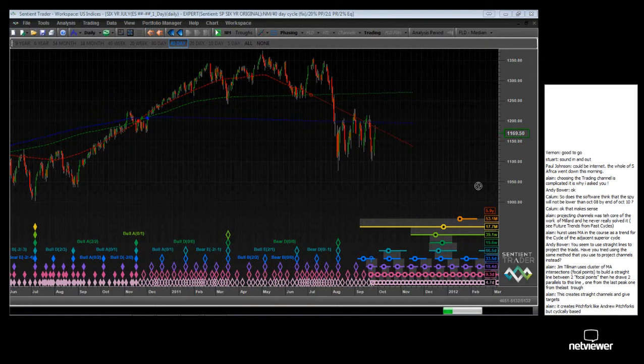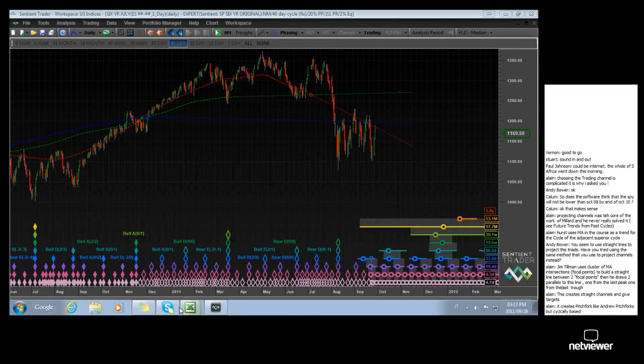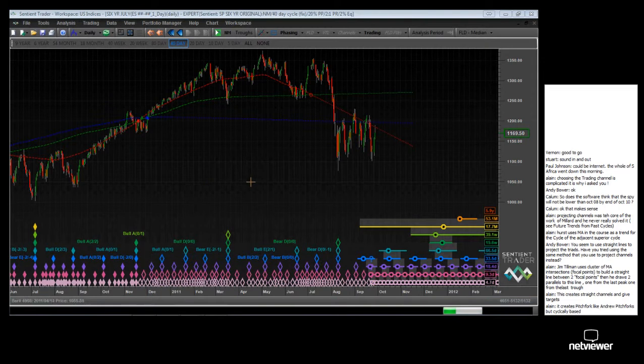I see several comments there. Jim Tillman uses a cluster of MA intersections, focal points. That's right. I am familiar with Jim Tillman's work. Not very familiar, but I am slightly familiar with it, and I believe he does some things like that. And it's a similar thing to Andrews pitchfork, yes. And it comes back to what I was saying right at the beginning, which is that cycle work in the markets is iterative. And you use many different pieces of evidence of cyclic action in the market, and you combine them to produce a composite picture.